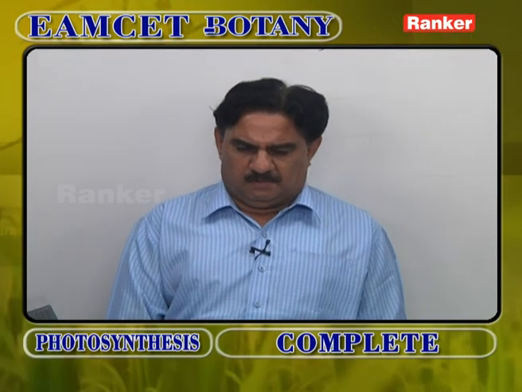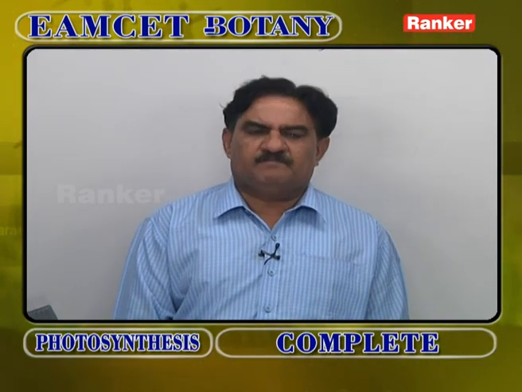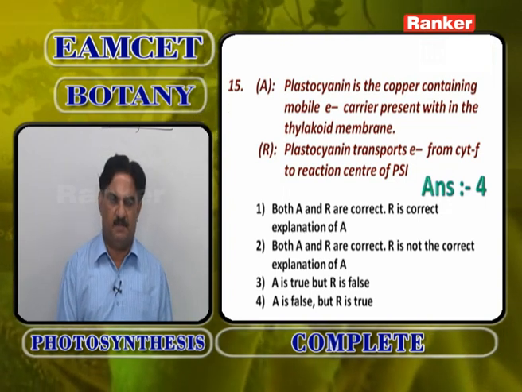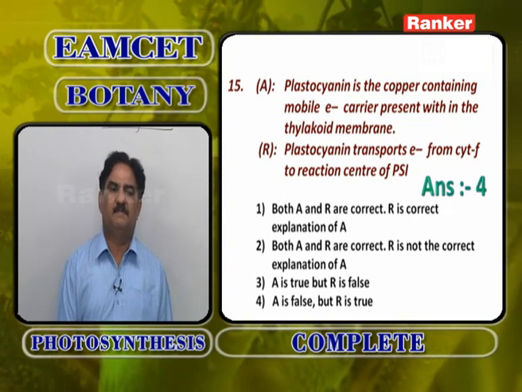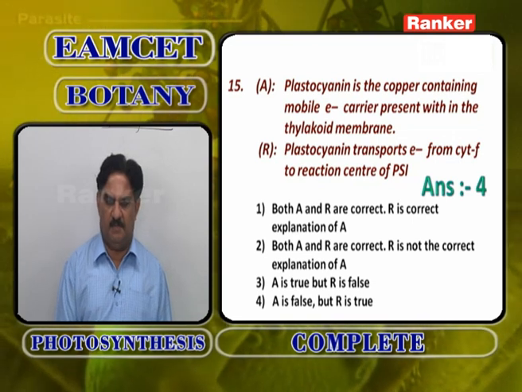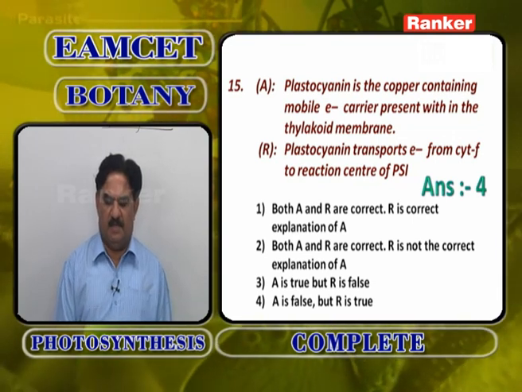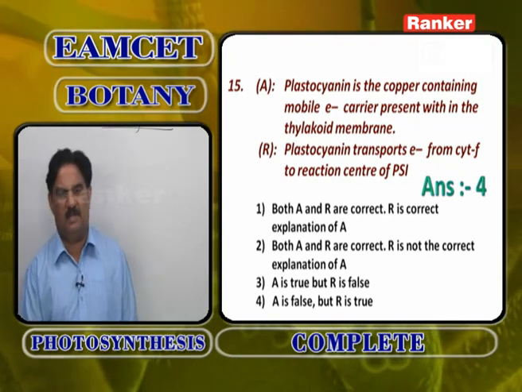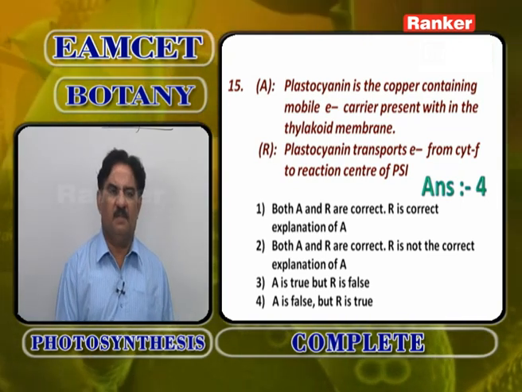So plastocyanin being a copper containing mobile electron carrier present within the thylakoid membrane is wrong. It is not present within the thylakoid membrane. It is present on the lumen side of the thylakoid membrane and moving freely here and there. Plastocyanin transports electrons from cytochrome F to reaction center of PS1 is correct. So, A is false, R is true.